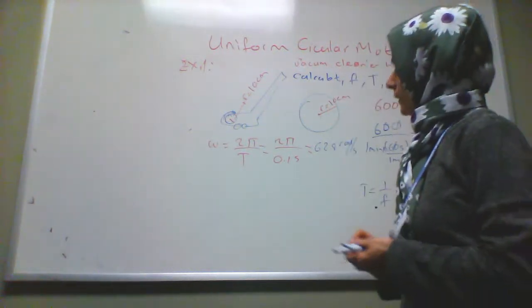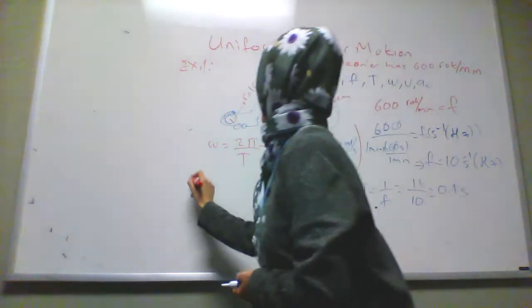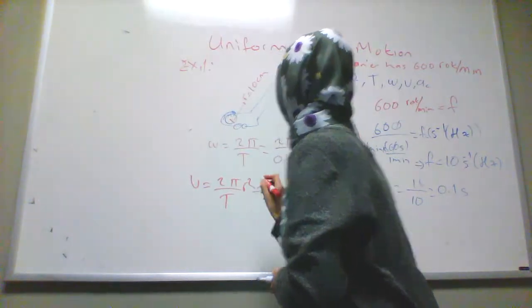Now let's move on to V. I want to calculate V using 2 pi over T times r.